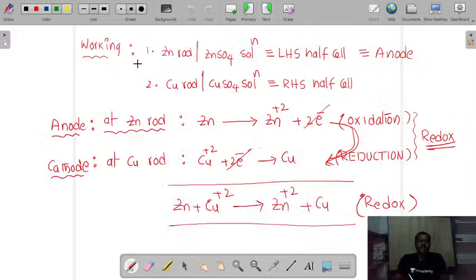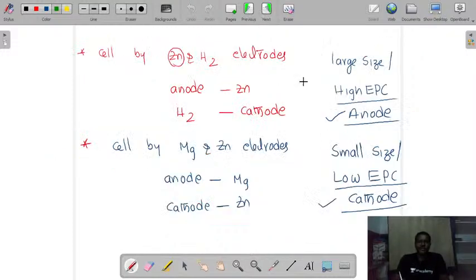In electrochemical cells, the element having low electropositive character acts as a cathode and the one with high electropositive character acts as anode.